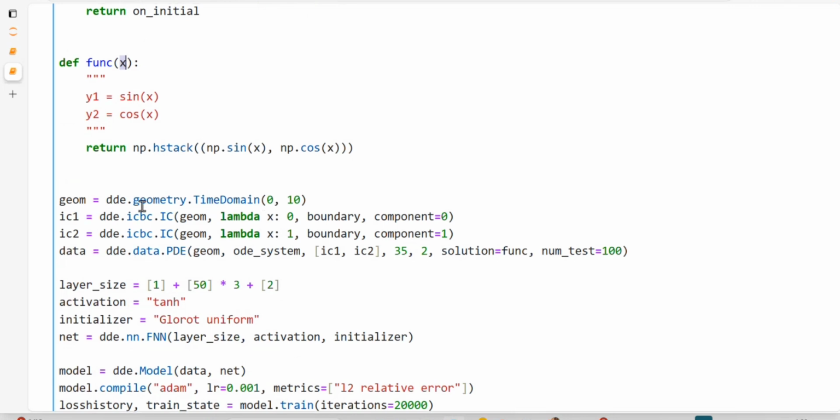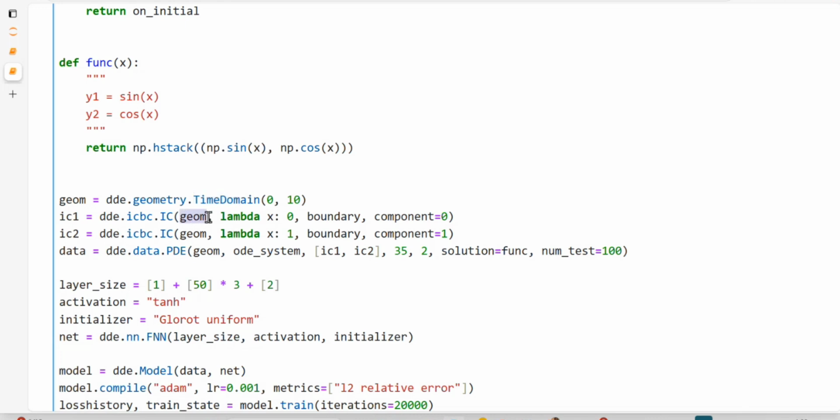Geometry is from 0 to 10. This is how you define the geometry. DDE is the library, and geometry is defined in that library, and time domain, in fact it is the x domain. So they are calling it time domain, and the time domain is from 0 to 10. There are two initial conditions. We call it like this.